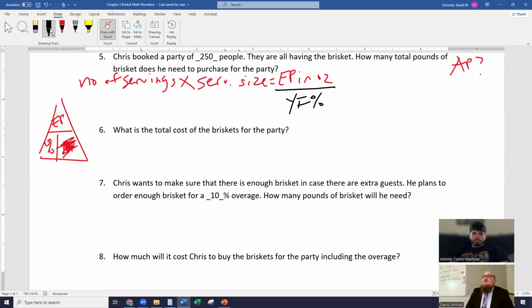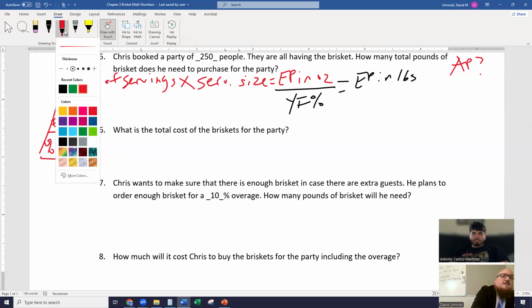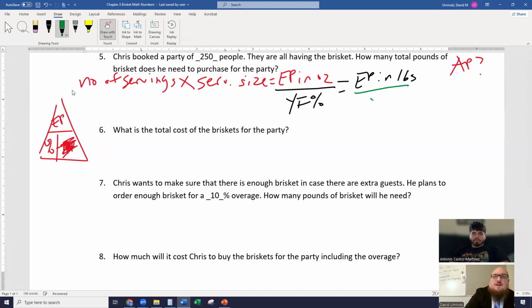Because I see students make the mistake. They'll convert those ounces to pounds, and then they'll think, oh, I'm already in pounds, I'm done. But then they haven't applied the yield factor. So I always encourage you to apply the yield factor and then convert it into pounds. That's going to be an edible portion in pounds. And then since we're trying to find the AP, we're going to then divide by our 16 ounces.